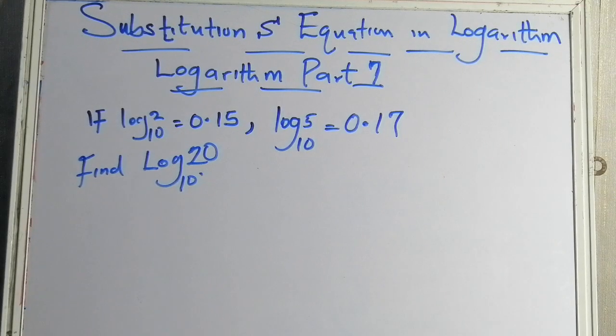This is just an introduction to the topic, substitution and equation in logarithm. What do you mean by substitution? Substitution is that you're trying to replace something. When you play football, you substitute. If a player is tired, you substitute. But in this case, you have some values, then you are replacing them. Then they introduce this word equation, because they're using log 2 base 10 equal to 0.15 and log 5 base 10 equals 0.17. That is why they introduce the word equation.